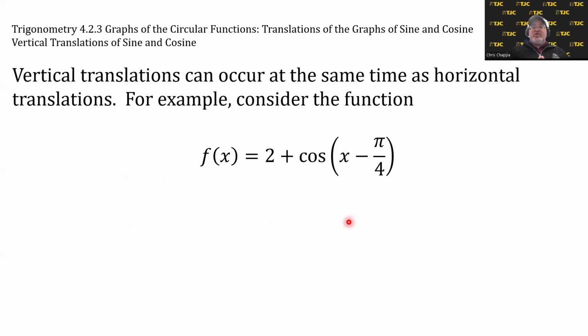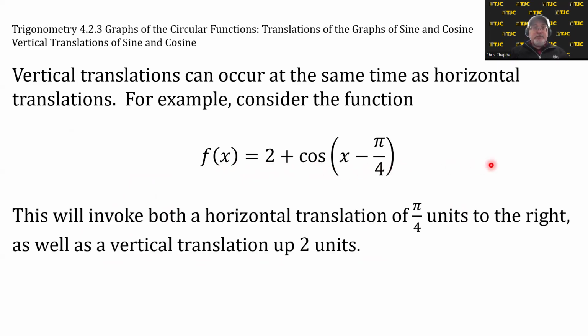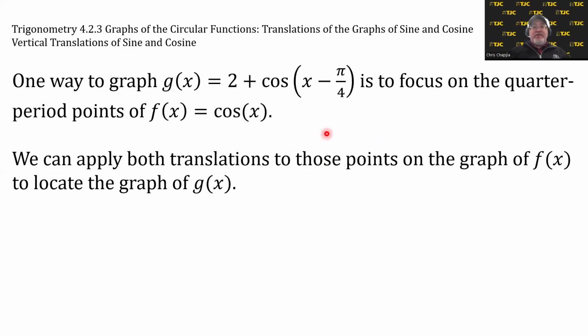Now, vertical translations can occur at the same time as horizontal translations. For example, consider the function f of x equals 2 plus cosine of x minus pi over 4. This will invoke both the horizontal translation of pi over 4 units to the right, as well as a vertical translation up 2 units. One way to graph this is to focus on the quarter periods of the original function cosine. We can apply both translations to the points on the graph of f of x equals cosine of x to locate the graph of g of x equals 2 plus cosine of x minus pi over 4.